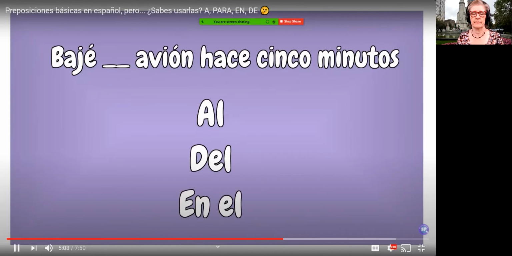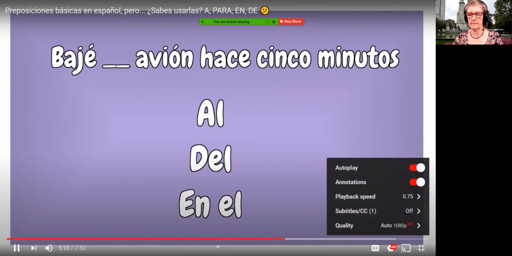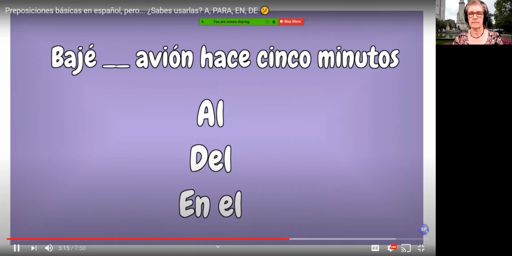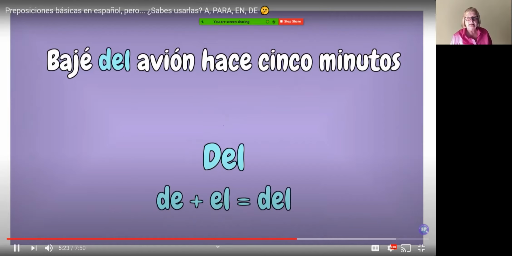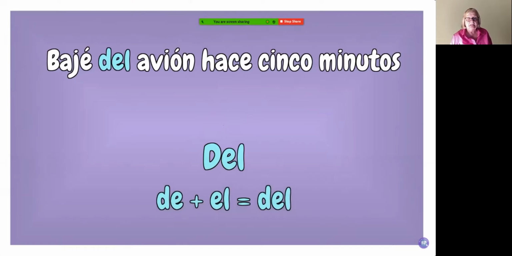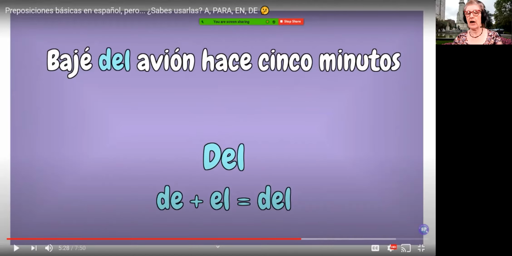Okay. Siguiente oración. Bajé al, bajé del, bajé en el avión hace 5 minutos. Avión, plane. Bajé, I got out of. En este caso la respuesta correcta es bajé del avión hace 5 minutos. I got off the plane 5 minutes ago. Bajé del avión, it's a past. I got out of the plane, bajé del avión. Get off. Okay, I stepped out of it hace 5 minutos, 5 minutes ago.